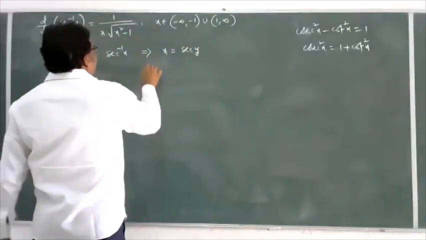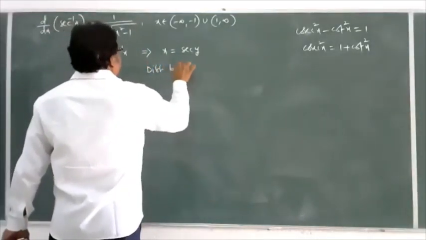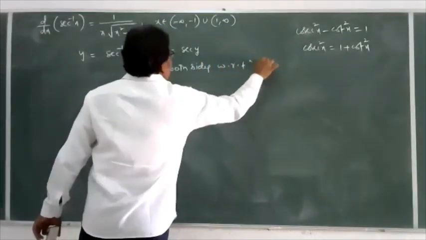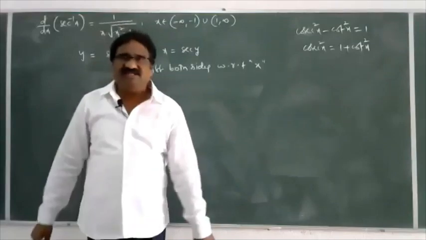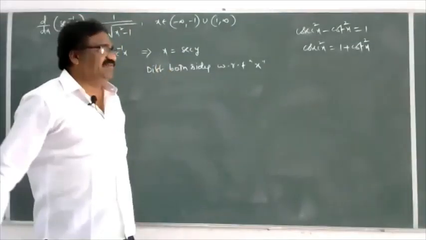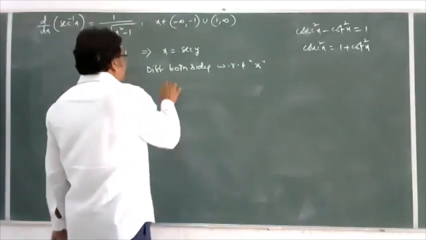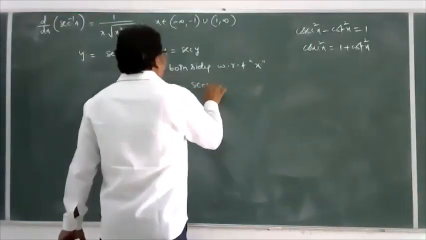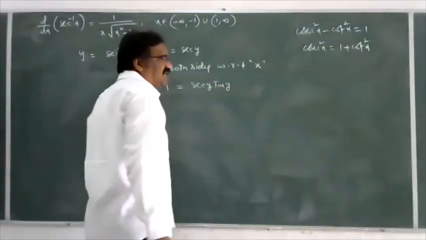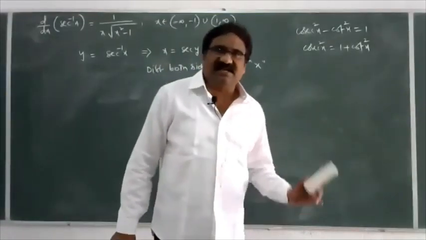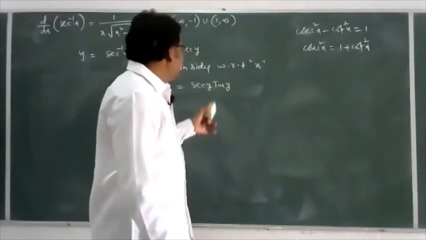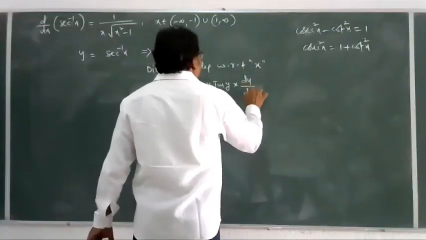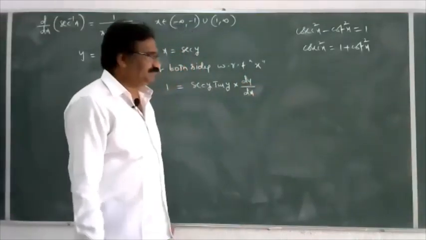So differentiating both sides with respect to x. Here, what is the x derivative? 1 is equal to the secant y derivative. Secant y into tan y. The derivative of secant x is secant x into tan x. Like that, the secant y derivative is secant y into tan y by the function of a function rule, that is the chain rule, times the y derivative, dy by dx.